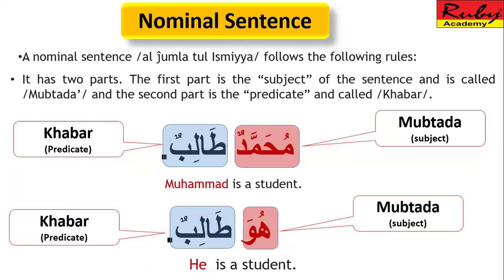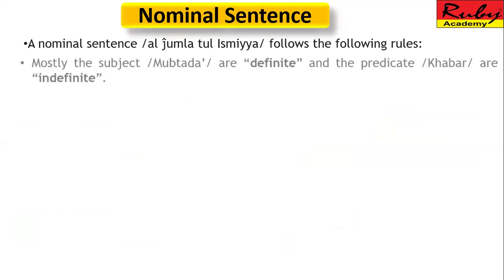Okay. So the first rule we have learned: a nominal sentence mostly starts with a noun or a pronoun. The second rule is that it has two parts, mubtada, the subject, and khabar, the predicate. Now the third one. This is very important: mostly the subject, mubtada, is definite. As you know, what is definite? That is ma'rifa. If the noun is a common noun, it begins with al and ends with a single harakat, like a single dhamma. And the khabar is indefinite, which means it ends with dhamma tanween.